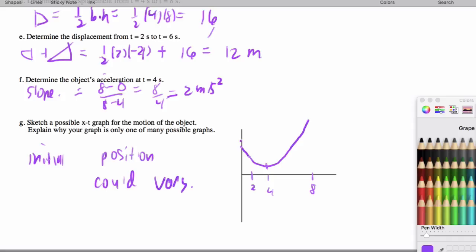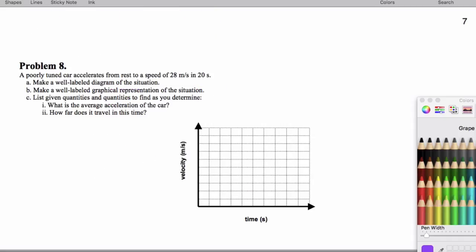All right. Next, number 8, we have a poorly tuned car. And it accelerates from rest to a speed of 28 meters per second in 20 seconds. And we want to make a well-labeled diagram, do a graph, get the acceleration, and get how far it travels.